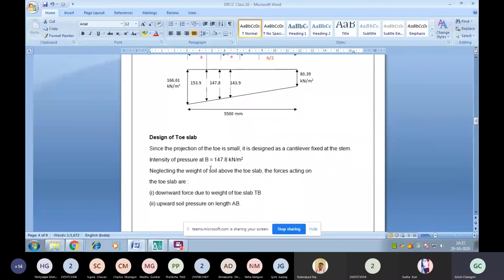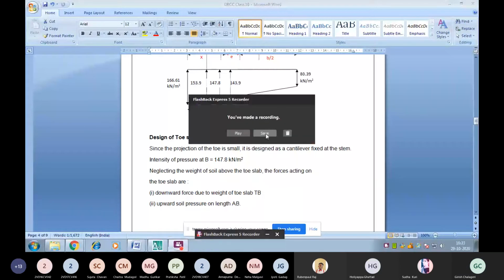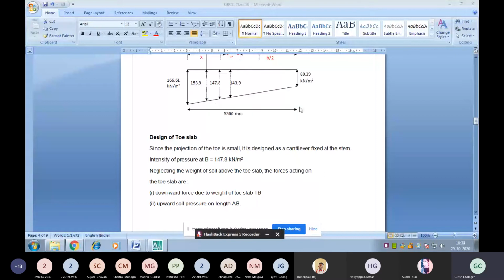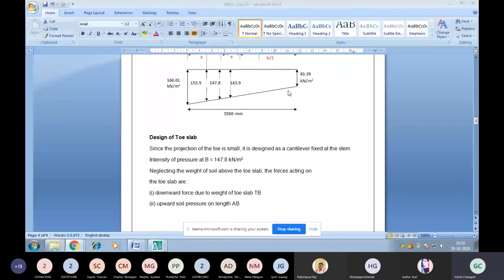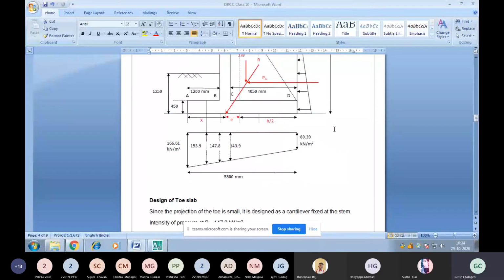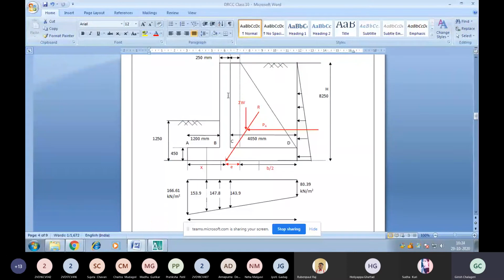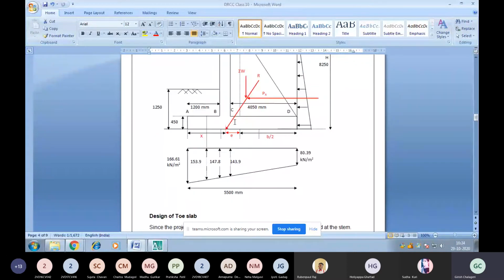So coming back to the toe point, we can see here the heel slab, we can design it, no problem. The heel slab will be designed as a slab here. The stem is also designed as a slab. So first let us design the toe part.